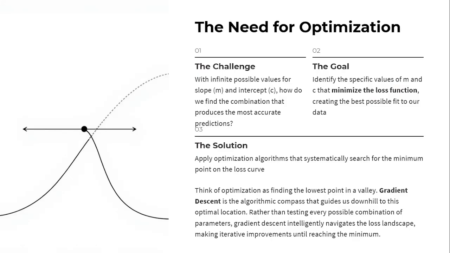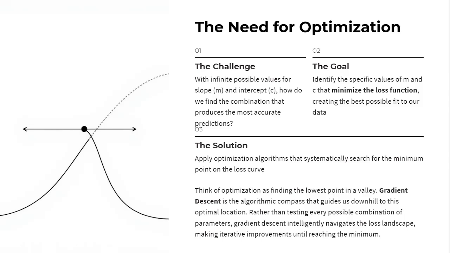Now, the need for optimization. The main challenge: how do we find the best slope and intercept? There are infinite possible values for m and c. Our goal is to find the specific pair that minimizes the loss function. This is where optimization comes in. It's like searching for the lowest point in a valley. One algorithm that helps us find that point is gradient descent. It intelligently navigates the loss landscape to reach the minimum instead of trying every combination.